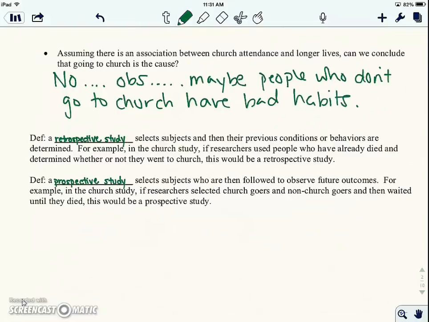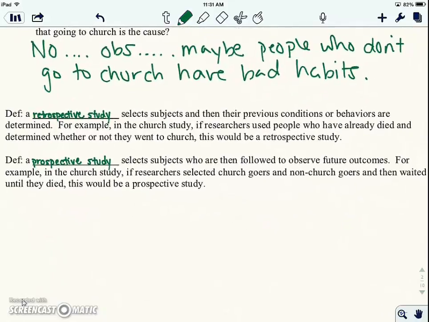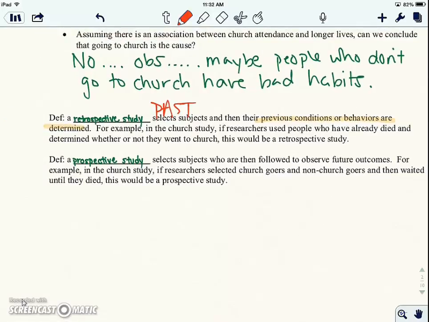All right, so there are 2 types of studies. There's a retrospective study. A retrospective study selects subjects, and then their previous conditions or behaviors are determined. So they look at the history, at the past. Retrospective is the past. For example, in the church study, if researchers use people who have already died and determined whether or not they went to church, that would be retrospective.